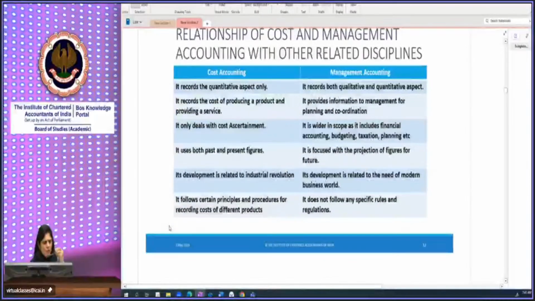The difference between cost accounting and management accounting. Okay, very good. I'm glad, Rishita and students, you are getting the concepts.